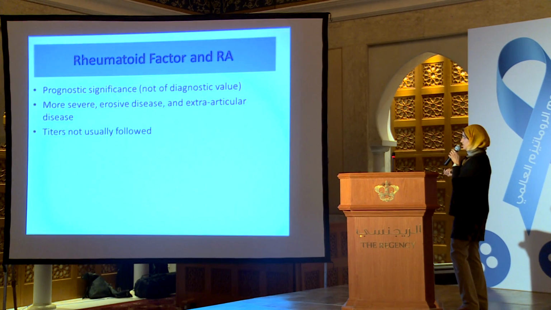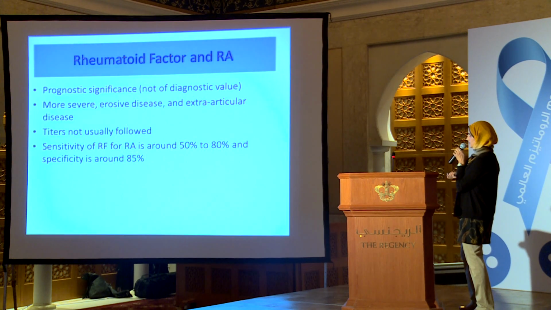It indicates that those patients who have positive rheumatoid factor are more prone to have severe disease. Those are difficult to treat patients, and they are more prone to have joint deformities, erosions, and extra-articular manifestations of RA. The titers of rheumatoid factor are not followed, so there is no value to repeat the titer of rheumatoid factor.